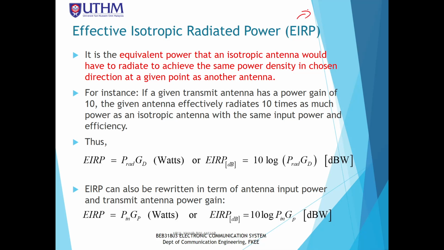EIRP is actually equivalent to power multiplied with the gain. That's the basic concept of EIRP. So if we have a real antenna, this antenna has a power P in, or a P radiation, and it has a GP. We don't know how much in GD.